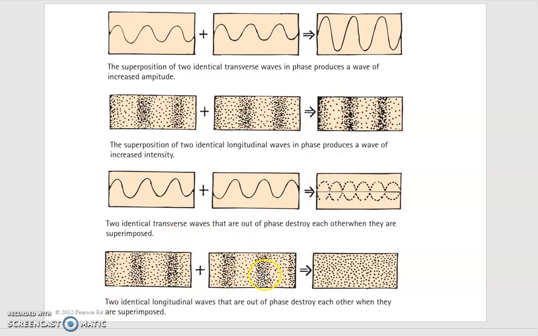However, if you try to add two longitudinal waves where originally the position of the crest is the position of the trough, then when you sum these two longitudinal waves together, you will find out eventually you cannot even see any wave pattern there. So this is the so-called interference.